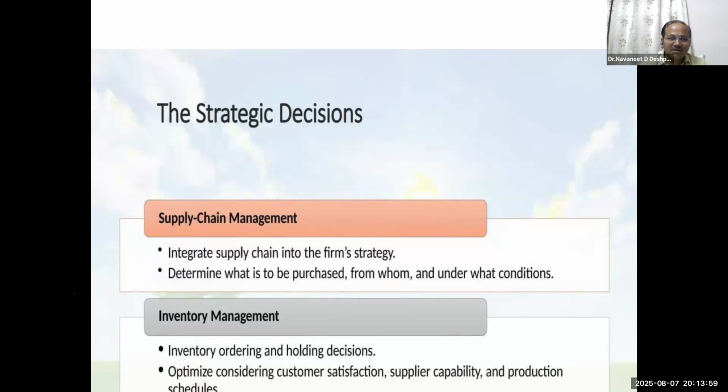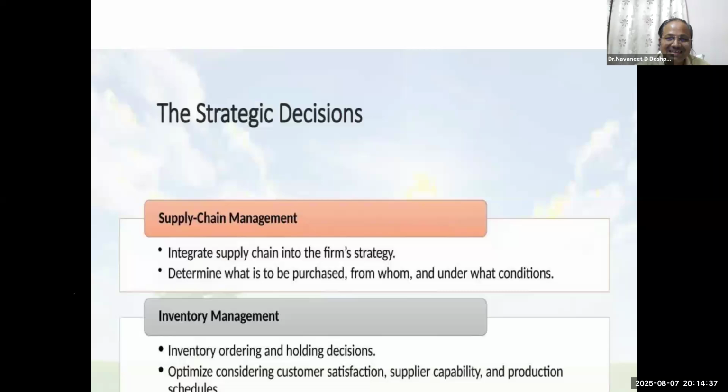Then inventory management: inventory ordering and holding decisions have to be made. For how long the inventory has to be held, whether it is FIFO, first in first out, or last in first out methodology has to be identified. Then optimize, considering customer satisfaction. You have to take it on a scale of 1 to 10. So 9 is better, means he's happy, and anybody telling less than 9 is unhappy. So we should know how many people went out happily. Then supplier capability. Okay, who is on a regular basis, who sends us goods of good quality, who really fakes and doesn't comply, and very often there is fluctuation in supplies.